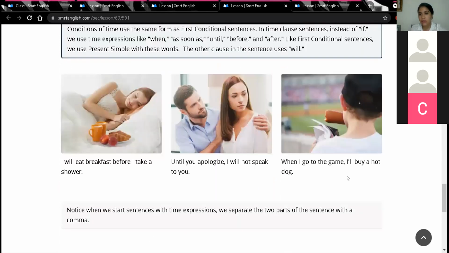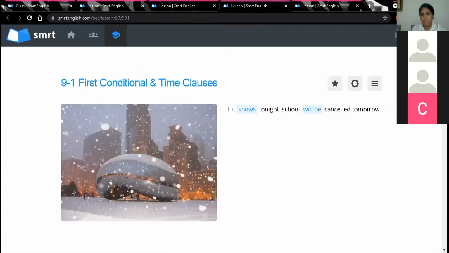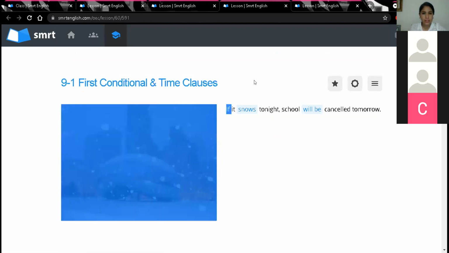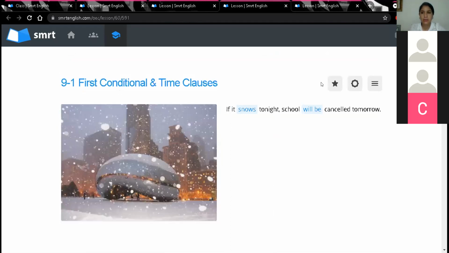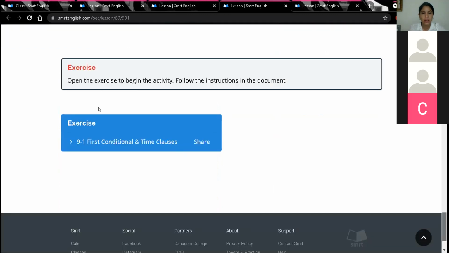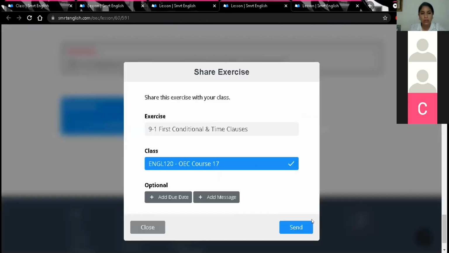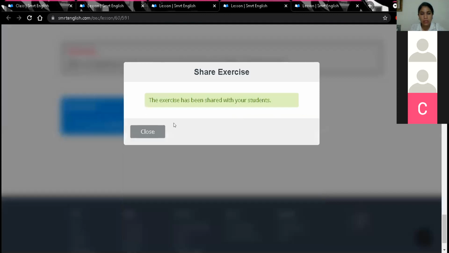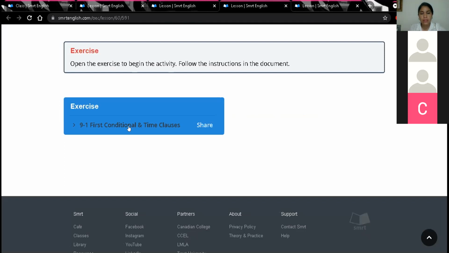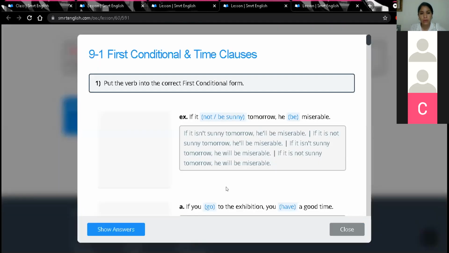Down here, all of you, I think that all of you have the Smart license, do you? Did you pay for the Smart license? I think you did. Okay. Go to this part of the session, please. 9.1, first conditional and time clauses. If you go down here, it says exercise. I'm going to share it with you. It's already shared, and you'll be able to open it. Please open it because we're going to be working with it.